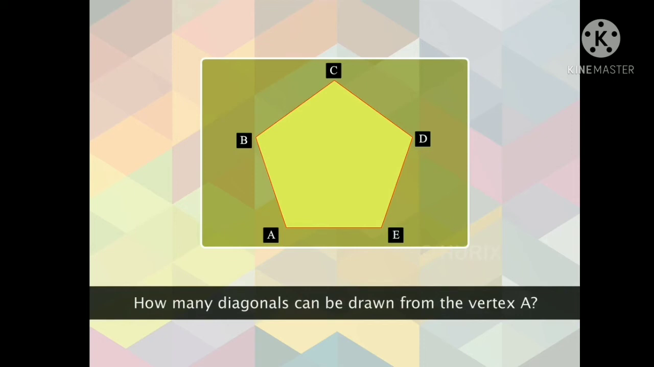Considering that we ignore the two adjacent vertices on each side of A, we can draw two diagonals, AC, AD. Considering that we ignore the two adjacent vertices on each side of B, we can draw two diagonals, BE and BD.